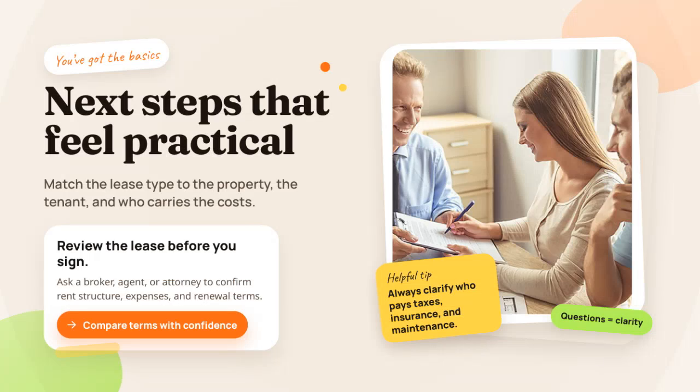Now that we've covered the essentials, let's talk about the next practical steps. First, it's crucial to choose a lease type that aligns well with the property, the tenant's needs, and importantly, who is responsible for the various costs. You've got the basics down, but before you sign anything, always review the lease carefully. It's a good idea to consult with a broker, agent, or attorney who can help confirm details around rent structure, expenses, and renewal terms. When you compare terms from different leases, do so with confidence, knowing you've done your homework.